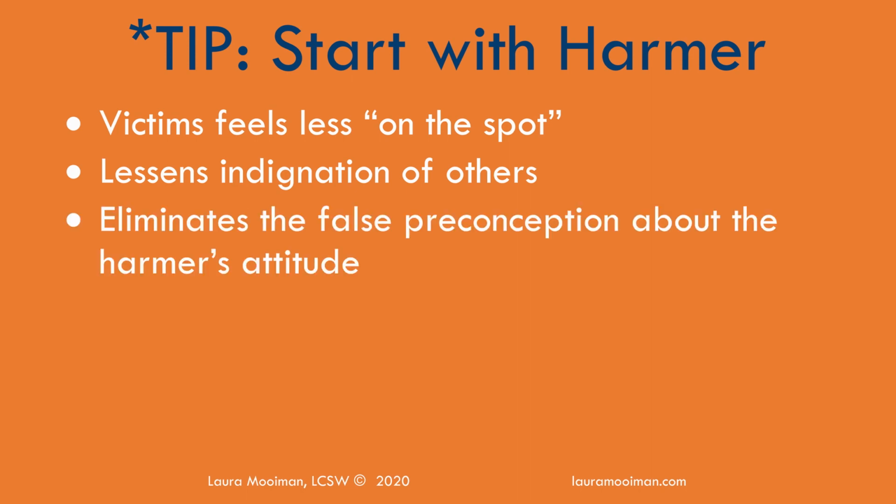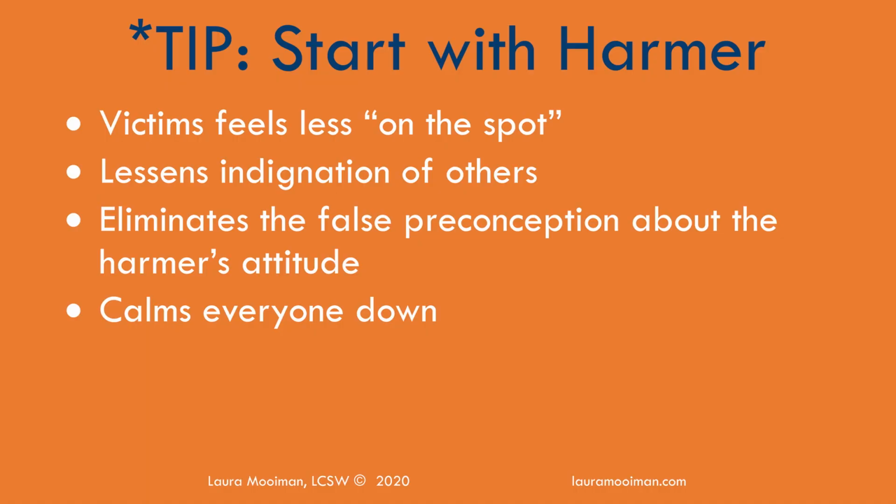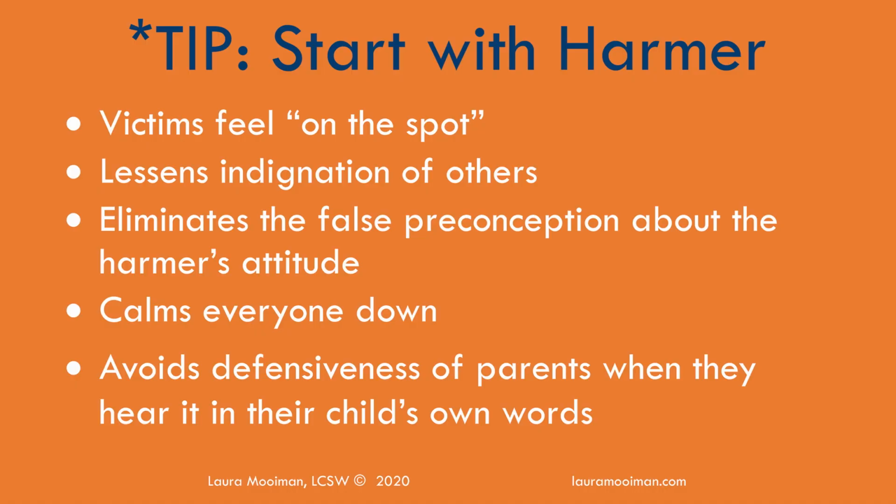It eliminates that false preconception about the offender's attitude, like, oh, they're not sorry, or oh, they're just going to make excuses. So for that reason, it does seem to calm everyone down. It's as if it's no longer a fight, but instead it's this common goal to make things right and move forward. Another good reason to have the person who did the harm speak first is that if families are included in the circle, it avoids defensiveness of parents when they hear it in their own child's words.